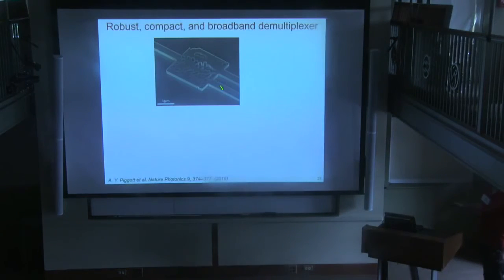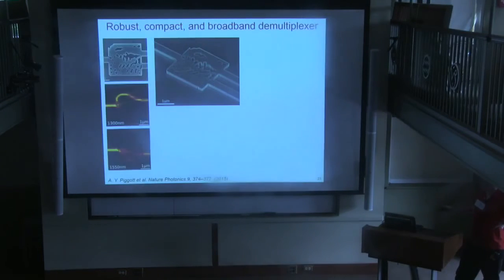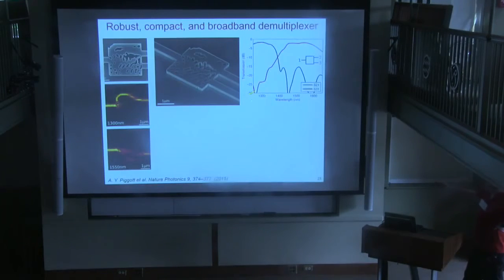And recently we demonstrated a broadband demultiplexer to separate 1300 and 1550 nanometer light. So that's how the fabricated structure looks. That's a simulation of the field evolution for 1300 and 1550 nanometer light. In the simulation of the transmission, you can see a large extinction ratio and very little crosstalk. And when we fabricated the structure, we were surprised ourselves how well it matches the simulations.